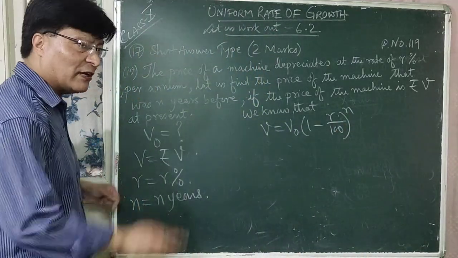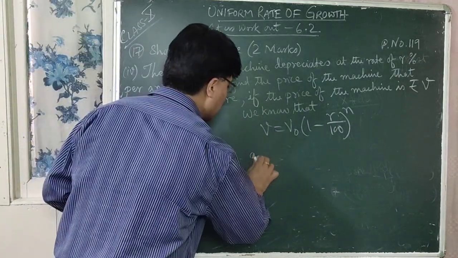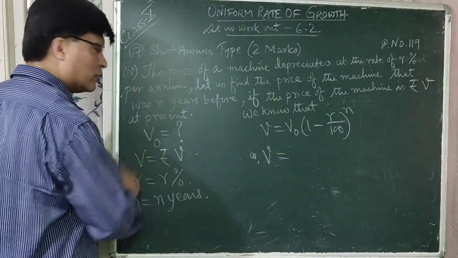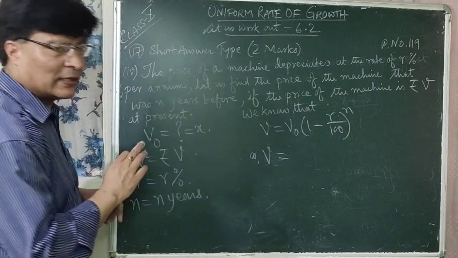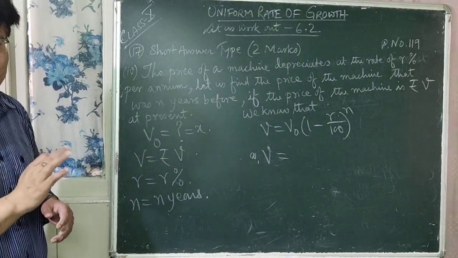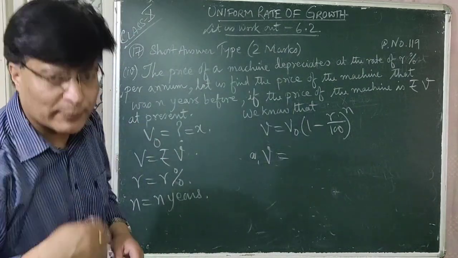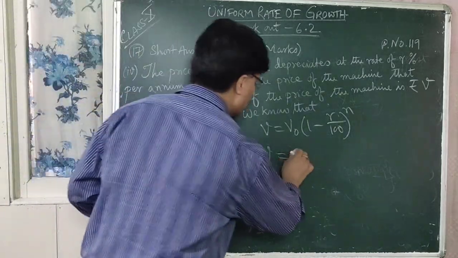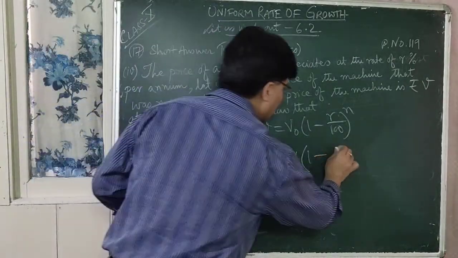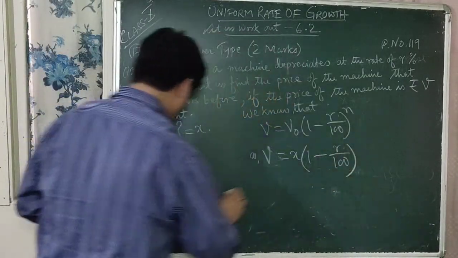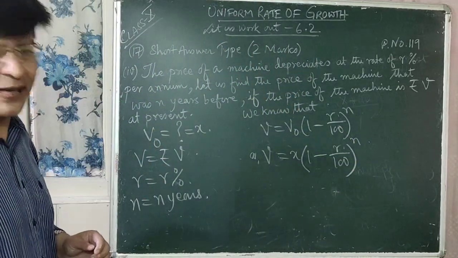Right? So here final value is given. That is after n years it was V. We don't know the value for V0. Let us write it as X. Let the price of the machine before n years be rupees X. So let us write here X within bracket 1 minus R divided by 100 whole to the power n. That means you have to find out the value for X.